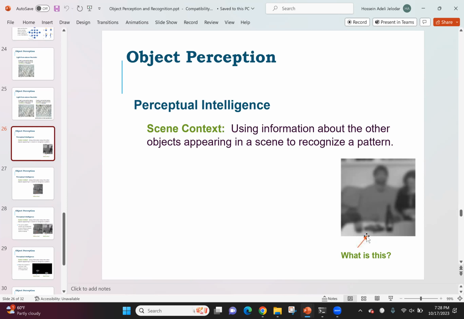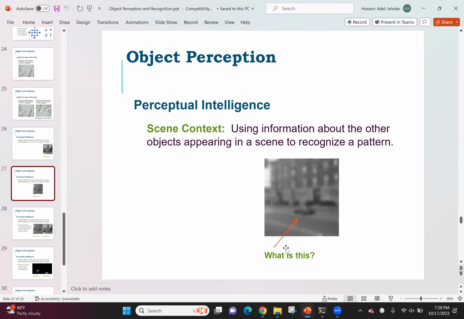So what is this object on this? A plate of food, right? You would think the most likely thing is that it's a plate of food. What is this object? It's a car, right? You're recognizing something about the scene, though. Here, you're recognizing that thing in the back is a building. That must be a car, right? What else would be on the street?